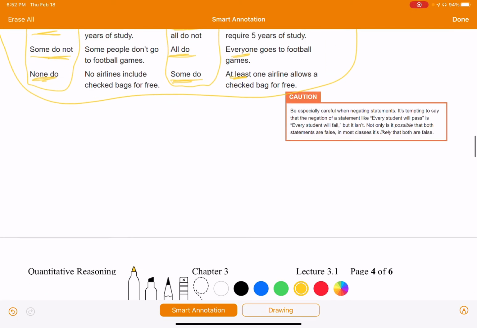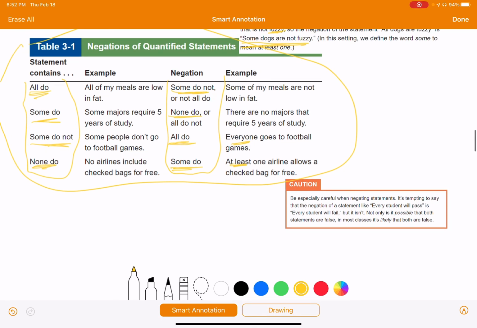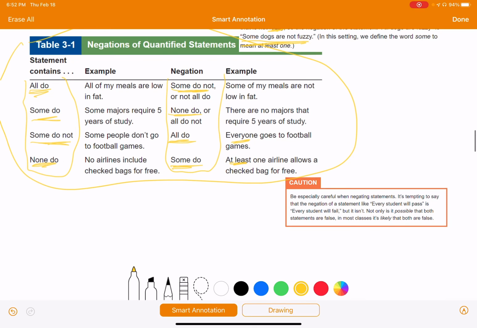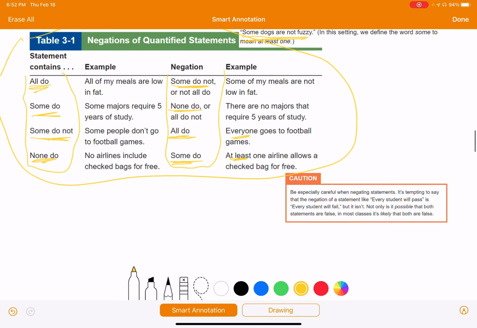Once again, all I did was use this chart. I just didn't scroll back and forth. You should have had your notes open, and I just used this chart to look at what my statement contained and its negation. And those can be flip-flopped too. If it contains this, then that would be my negation.